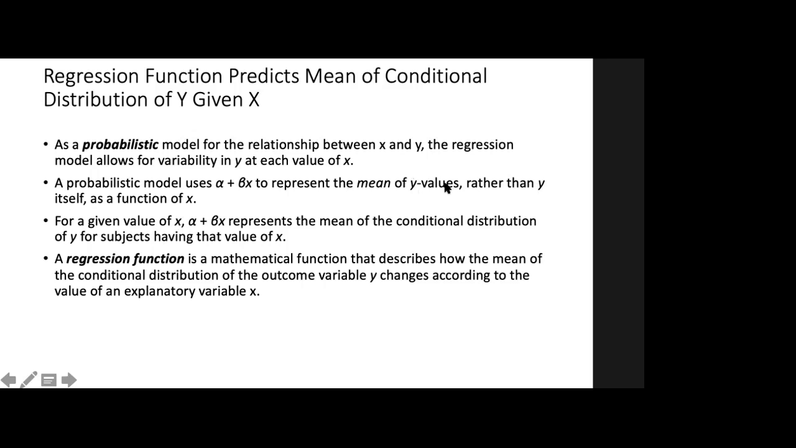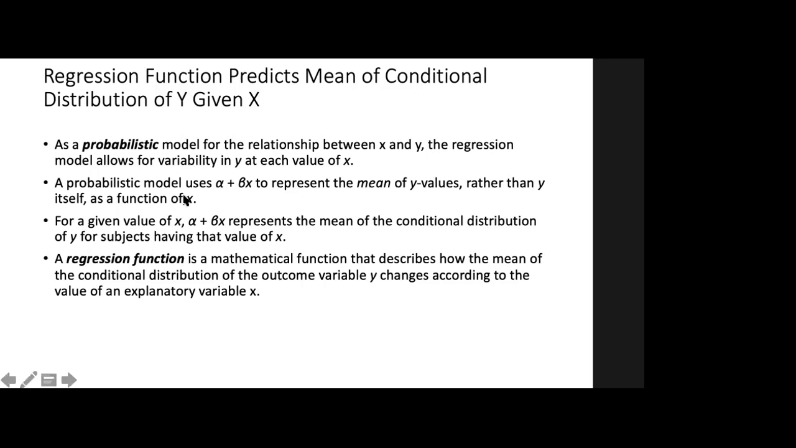So for our dog example, what we are predicting with our regression equation is the mean weight of dogs that are 10 inches tall. We are not actually predicting each individual, right? So there's always an error. So we are predicting the mean weight of those dogs.